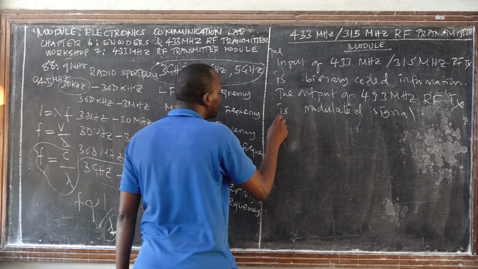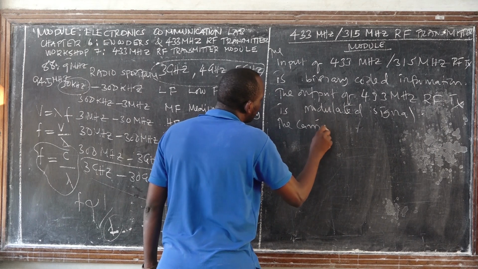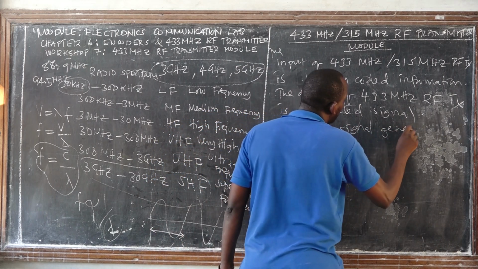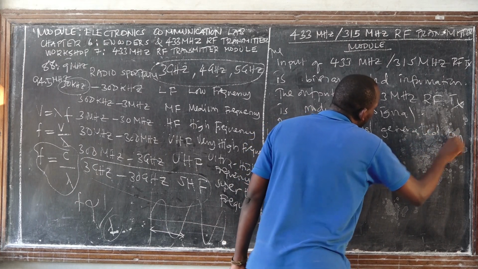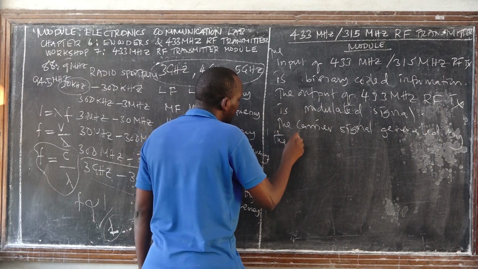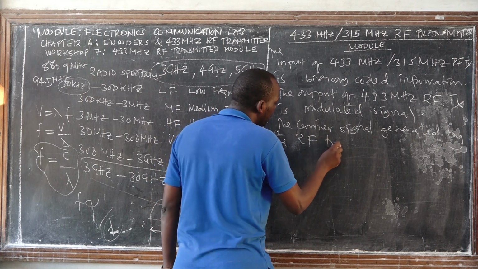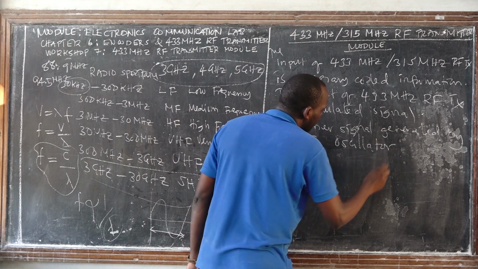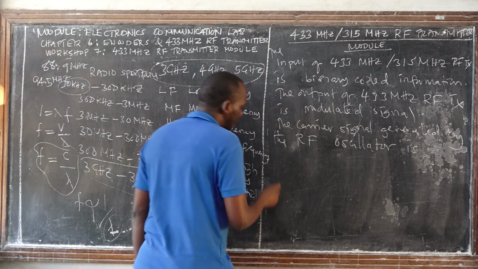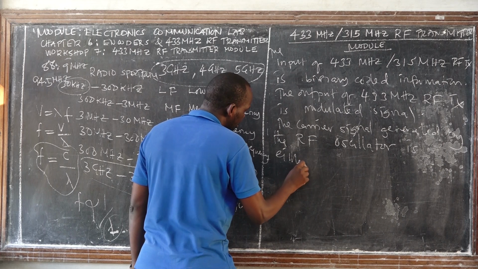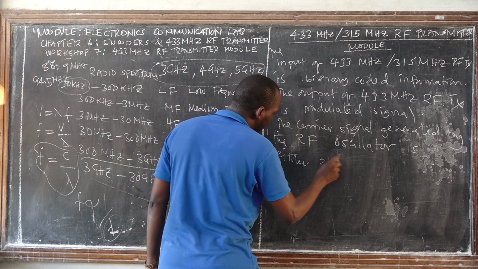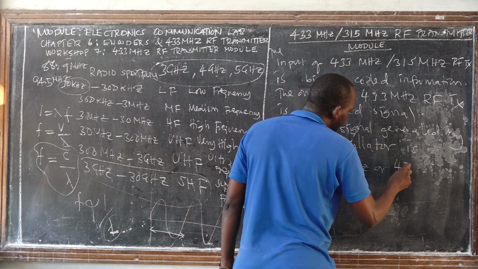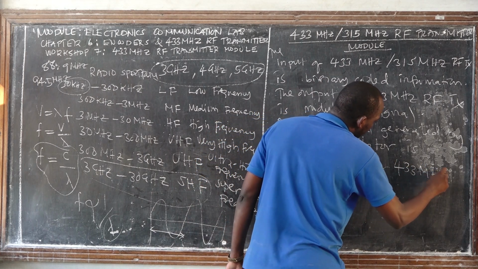Then we say that the carrier signal generated by the RF oscillator is either 315 megahertz or 433 megahertz.